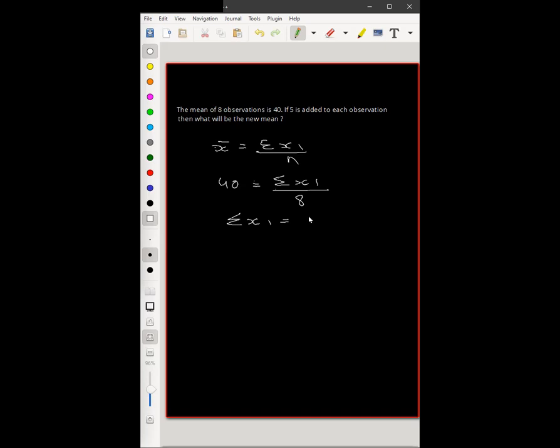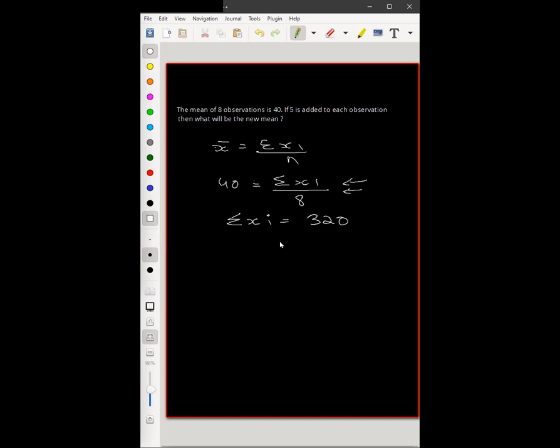Sir, I added all the observations here. Okay, what you did is okay. What have I done here? We have 40 is equal to sigma xi upon 8, right? So what will sigma xi be? 40 into 8, which is 320. So 320 is the sum of the observations.